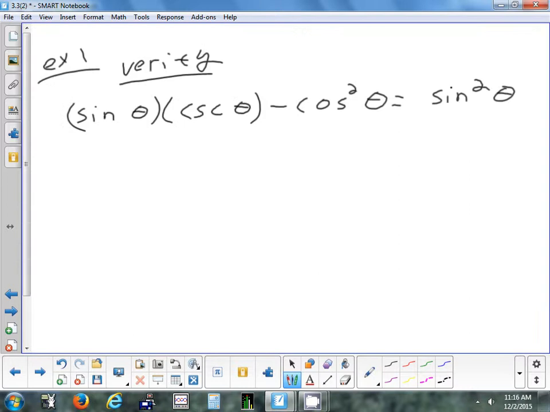Let's try this one. It says verify. Verify means they're going to give me something complicated on one side and something simple on the other, and I have to show that they're the same. Let's start by doing something that we pretty much try on every problem. What would be a good first step? Change it all to sine and cosine. Let's change everything to sines and cosines. Leave that. What is cosecant?